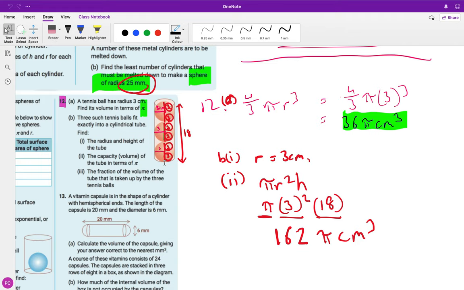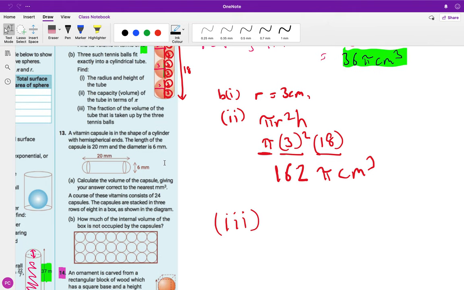Part 3, the fraction of the volume of the tube that is taken up by the 3 tennis balls. Okay, well, we know that the whole tube is 162 pi.